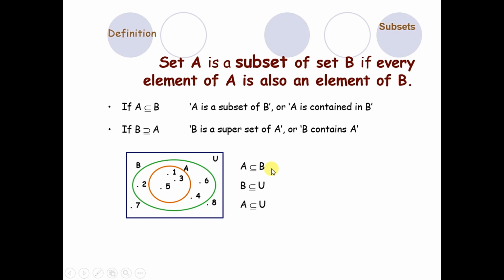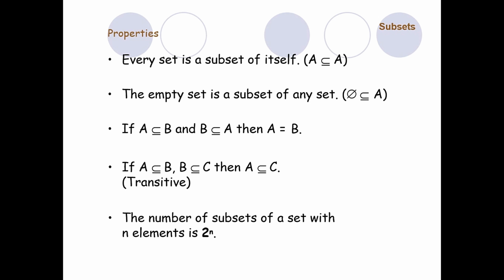Now, let's have the properties for subset. Every set is a subset of itself. So A is a subset of A. The empty set is a subset of any set. So a null set is a subset of A. If A is a subset of B and B is a subset of A, then we can say that A is equal to B. Okay. If A is a subset of B and B is a subset of C, then we can say that A is a subset of C.